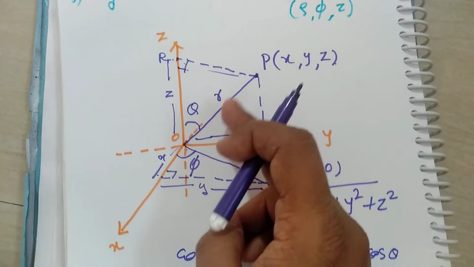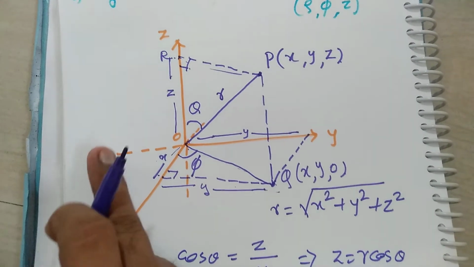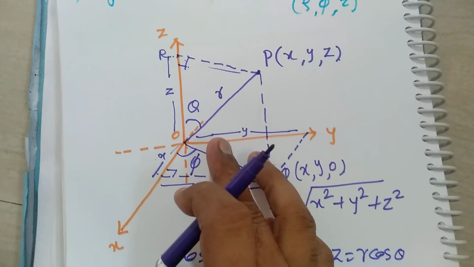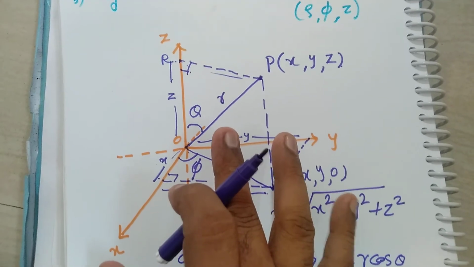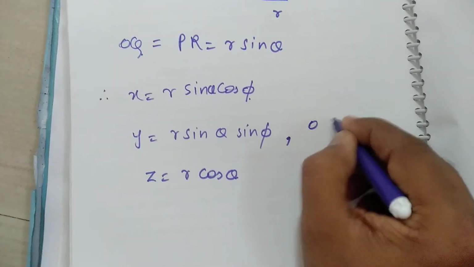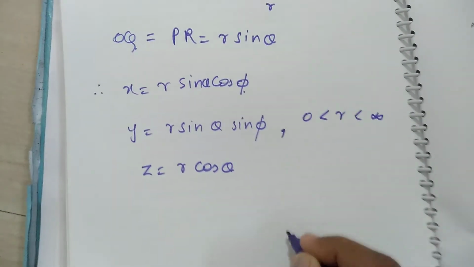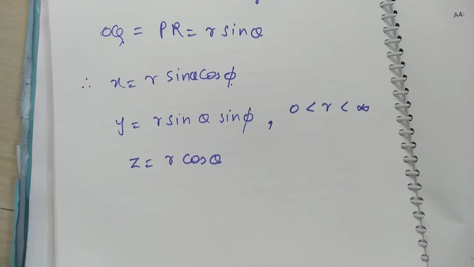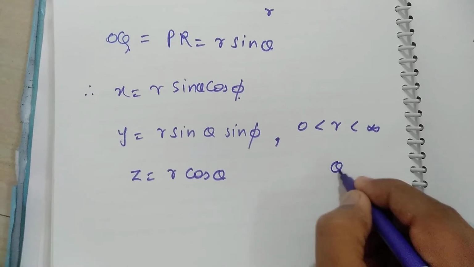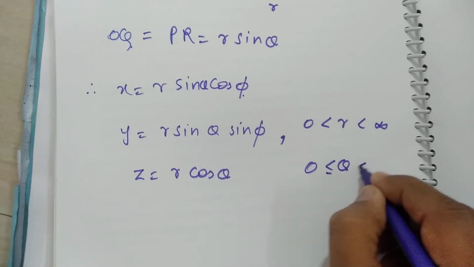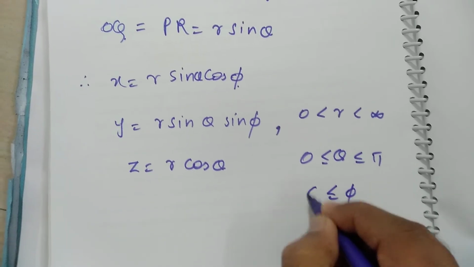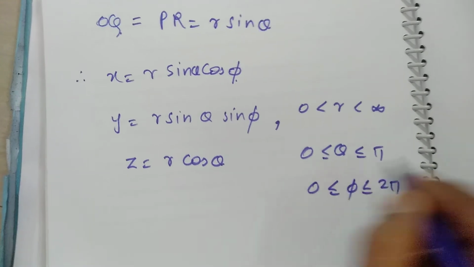Okay. Now, in the Cartesian coordinate system, the x coordinate varies from minus infinity to plus infinity. Y varies from minus infinity to plus infinity, and same for z. But that is not true for the spherical polar coordinates. Here radius r varies from 0 to infinity. Radius can take any positive real number. Angle theta varies from 0 to pi, and angle phi varies from 0 to 2 pi. This is the variation.